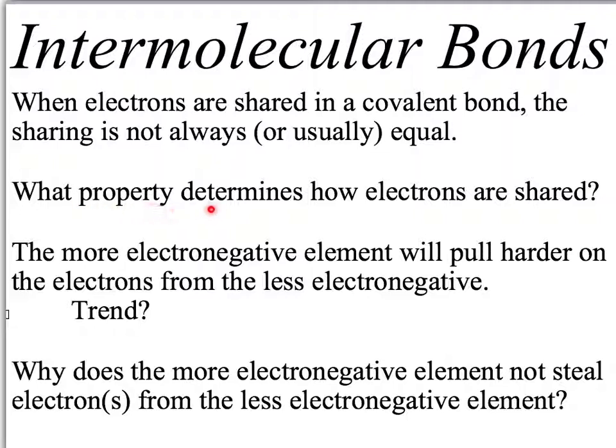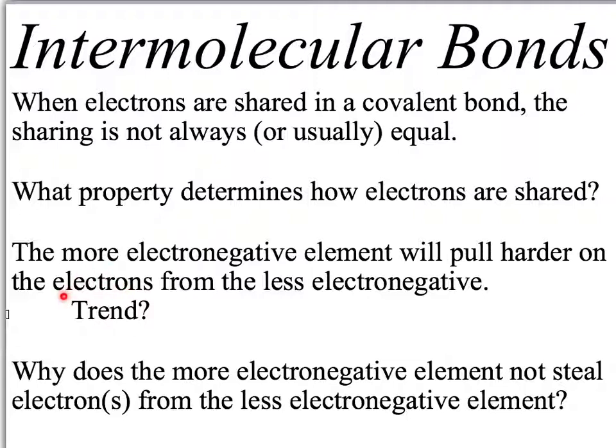So what is the property that determines how electrons are shared? And this comes down to the electronegativity of the elements involved. If we have two atoms like fluorine and fluorine, then they are the same strength, so they're both going to be tugging equally on those bonds, and we'll get a perfect even sharing of electrons. However, if we have two atoms of different electronegativity values, then my more electronegative element will pull harder on the electrons from the less electronegative element.